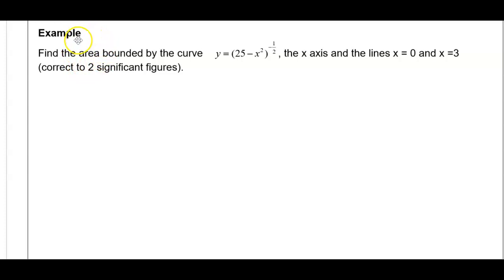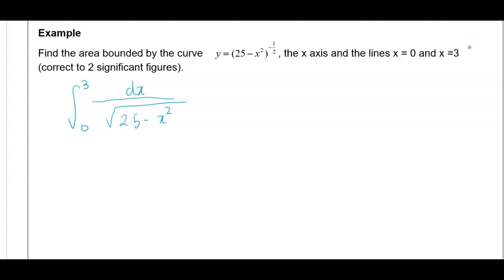Area lets us know we're integrating. It's between this curve, which is a negative, so all that's on the bottom line, and the x-axis, so we're going to have upper and lower limits that are x values, and these are our upper and lower limits. So let's write that straight in. We're going to integrate between 3 and 0, with respect to x, that's our x-axis, and we're going to be over the square root of 25 minus x squared.